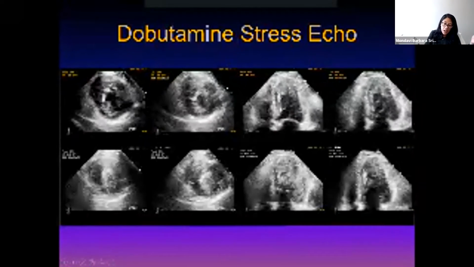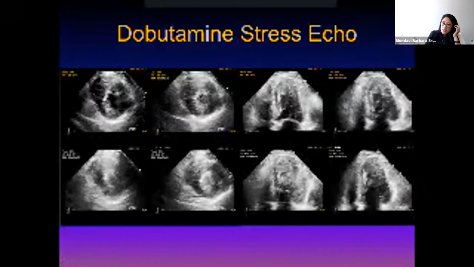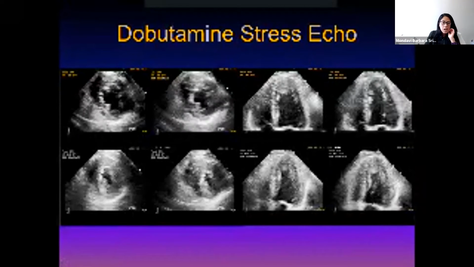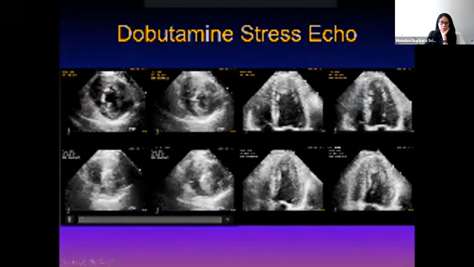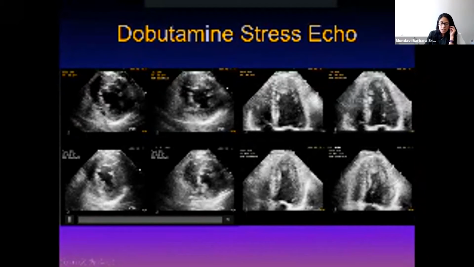That was an exercise study. Now dobutamine stress is our pharmacologic agent that we use with stress echo. Here the convention is to put the resting images in the upper left, and then we scan the patient at low dose as well as high dose dobutamine.